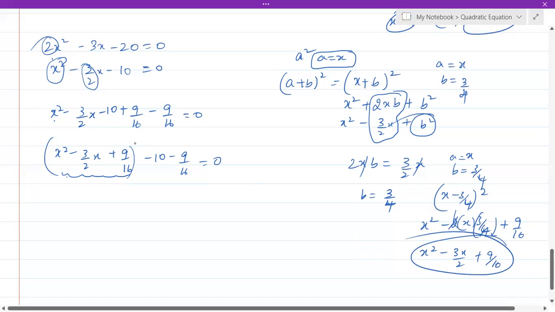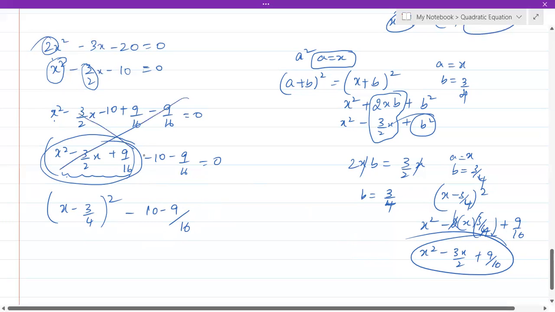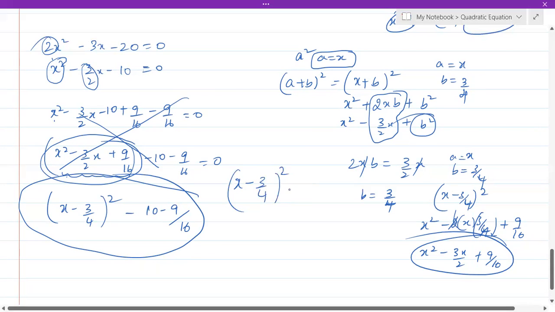So this entire thing is in the form of a minus b whole square. So let's write it as x minus 3 by 4 the whole square, minus 10 minus 9 by 16. If you remember, we skipped these two steps completely and got into this step directly. What did we do? Instead of x square, we wrote x minus whatever the b value was, the whole square, and it is always minus the b square value, 9 by 16, and the constant term, isn't it? We got it here, isn't it?